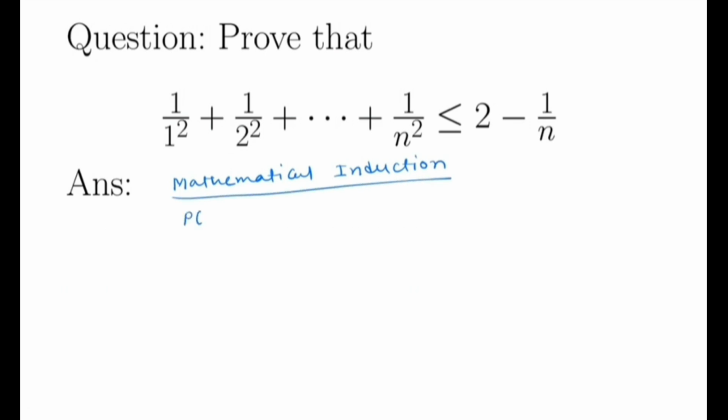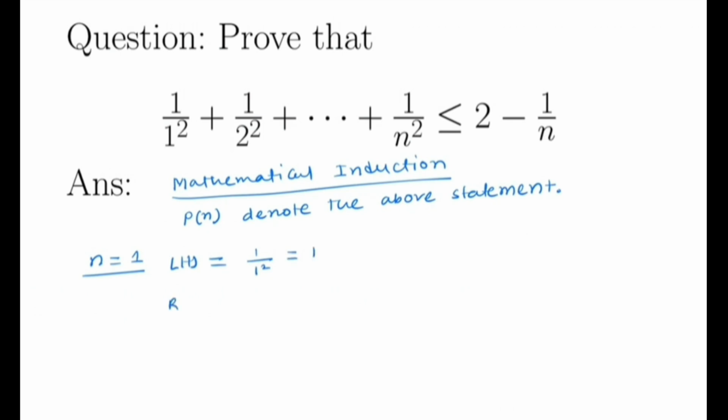So first, we will denote this statement by Pn. So let Pn denote the above statement. First, let us check for n equal to 1. For n equal to 1, our LHS term will be 1/1², which is 1, and RHS is equal to 2 − 1/1, which is 2 − 1, which is 1. So we get LHS is less than or equal to RHS, so that implies P(1) is true.